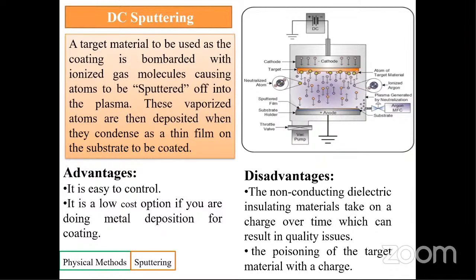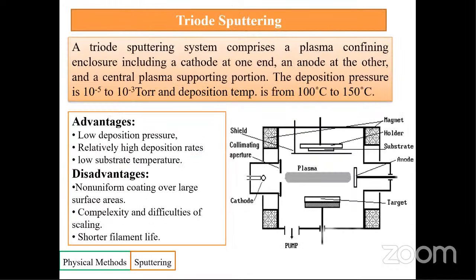The advantage of this technique is that it is very easy to control, and it is a low cost option. Normally it is used for the deposition of metals, metallic films. The disadvantage is with non-conducting dielectric materials, or materials which have high resistivity, such as highly resistive semiconductors or insulators. In such cases, non-conducting dielectric insulating materials take on a charge over time, which can result in quality issues, and we get very little deposition if the material is highly resistive.